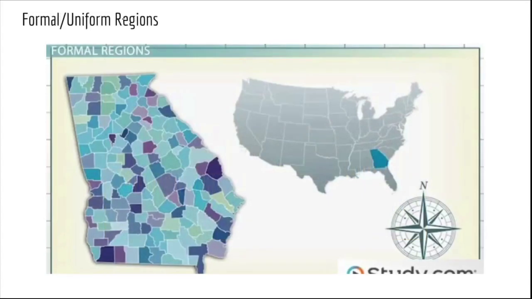Next up is formal and uniform regions. Basically this is a type of region marked by a certain degree of homogeneity. So something is really similar. All these counties in Georgia are really similar. They're linked together to Georgia in the south. And in this area, it's called uniform because it's homogeneous. There are many things that are similar. In these areas of Georgia, something similar is probably the climate. The climate is pretty much the same throughout Georgia.